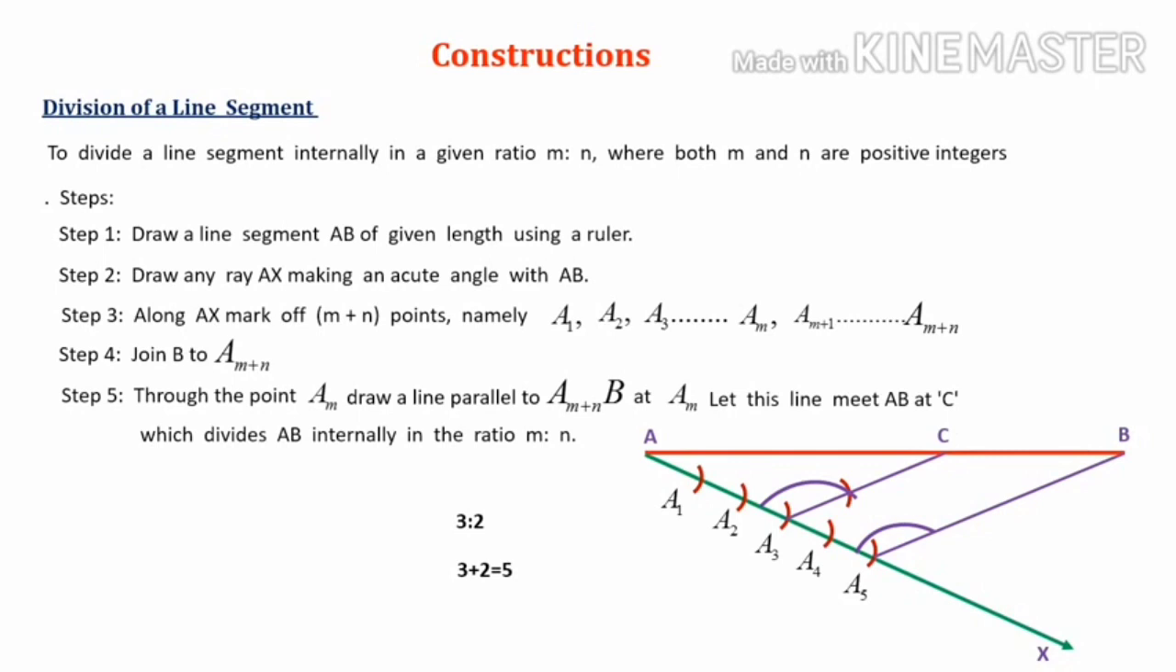Now the line AB divides into 2 portions, AC and CB. So AC and CB means line AB divides into 2 parts in the ratio 3:2. Whenever this point C comes into the line AB, the line AB becomes 2 portions, AC and CB. The ratio is 3:2. Here you can see this is 3, A3. From A3 only you have to draw the parallel line.